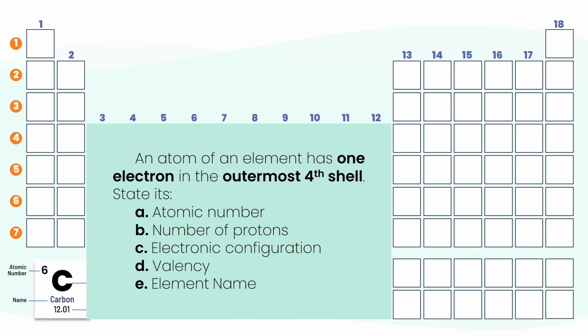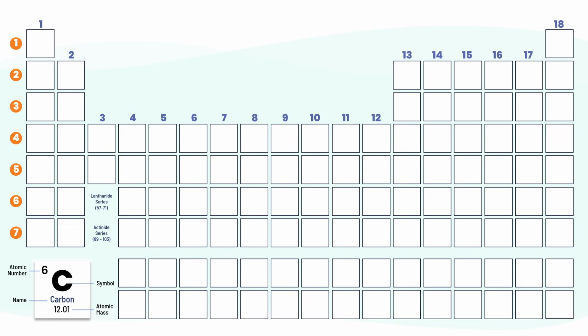So we know one electron in the fourth shell. Assuming it's a main group element, can you figure out which element it is? If you've got a periodic table nearby, you can use it. But let's challenge ourselves to solve it without one. We'll use this blank table instead and track those clues visually.